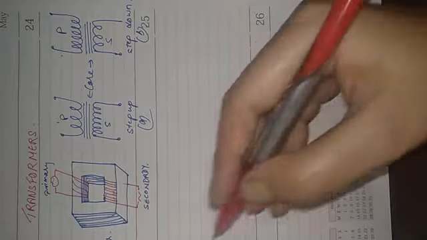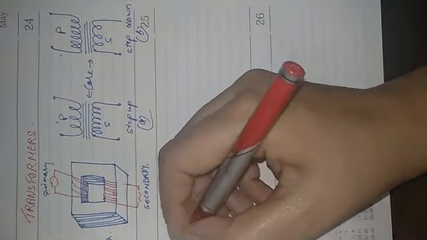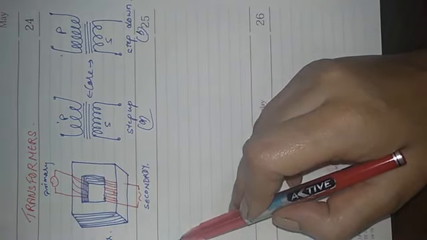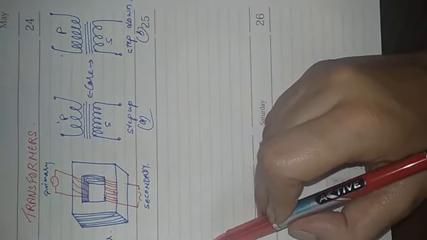The induced EMF in the secondary coil depends upon the ratio of the number of turns in the two coils. Suppose NP and NS are the numbers of turns. NP is the number of turns in the primary, and NS is the number of turns in the secondary coil.